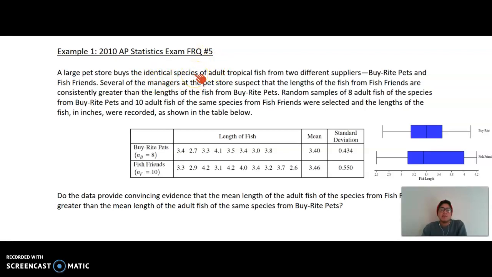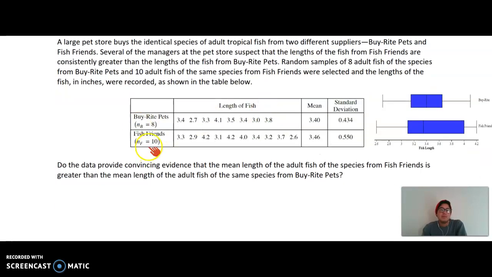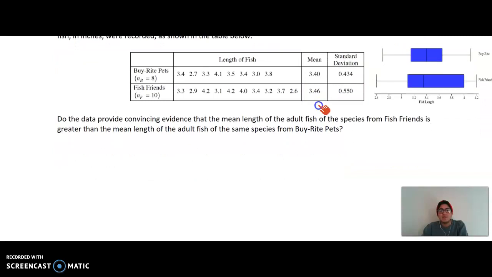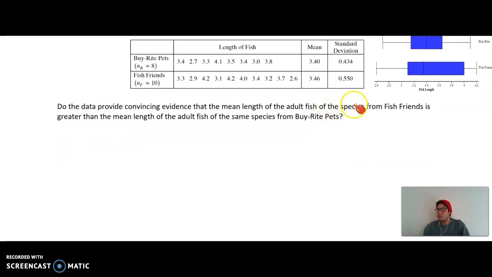Several of the managers at the pet store suspect that the lengths of the fish from Fish Friends are consistently greater than the lengths of the fish from Buy Right Pets. Random samples of 8 adult fish of the species from Buy Right Pets and 10 adult fish of the same species from Fish Friends were selected, and the lengths of fish in inches were recorded as shown in the table below. I have my sample sizes, my actual data points, their means, and their standard deviations. Now, do the data provide convincing evidence that the mean length of the adult fish of the species from Fish Friends is greater than the mean length of the adult fish of the same species from Buy Right?